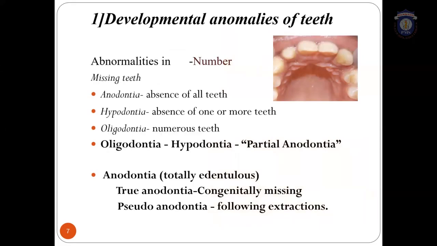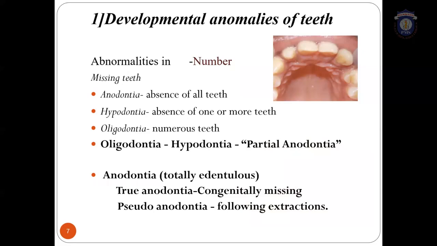Again, the abnormality in number can be missing teeth. Anodontia signifies absence of all teeth. Hypodontia is absence of one or more teeth. Oligodontia is absence of numerous teeth. Oligodontia or hypodontia are also called partial anodontia. Anodontia can be totally edentulous.